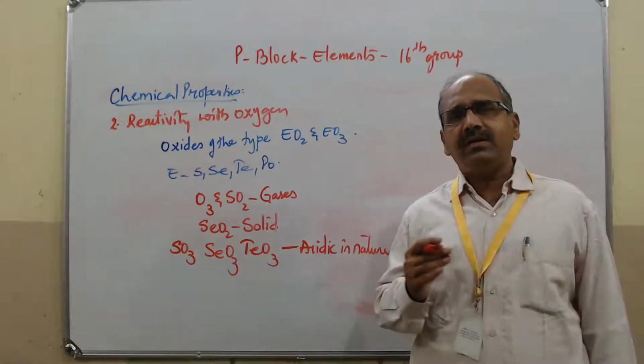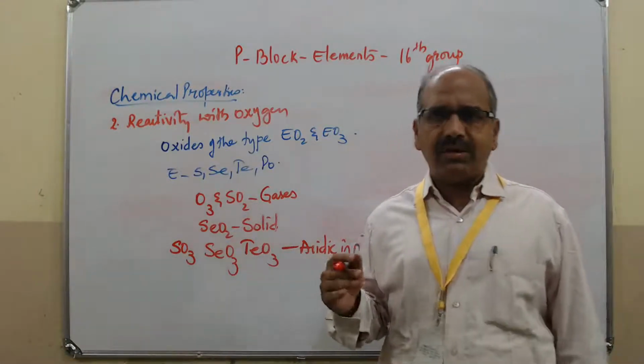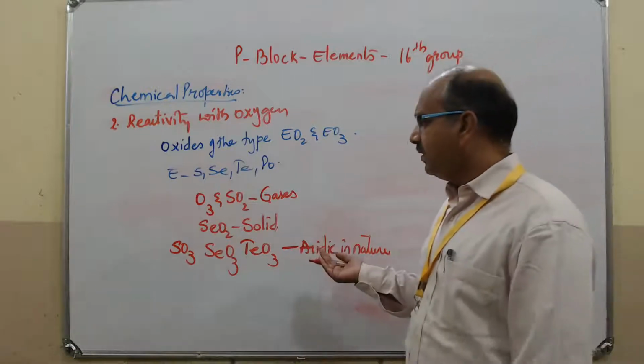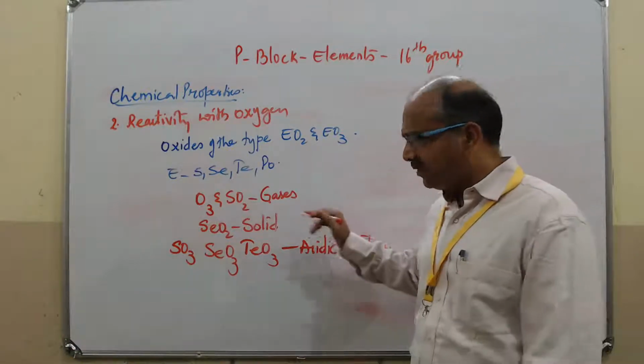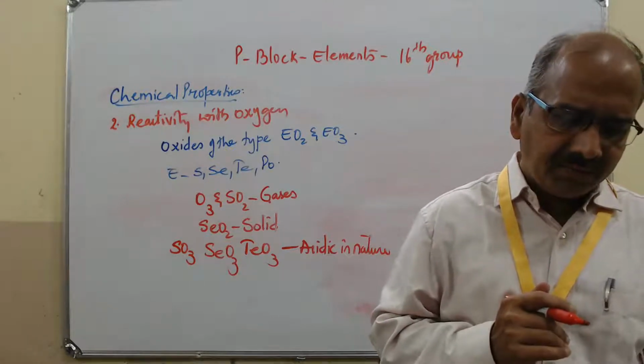Metallic elements react with oxygen to form basic oxides. Metals give basic oxides, non-metals give acidic oxides. In that you have to rank them again depending upon their nature.